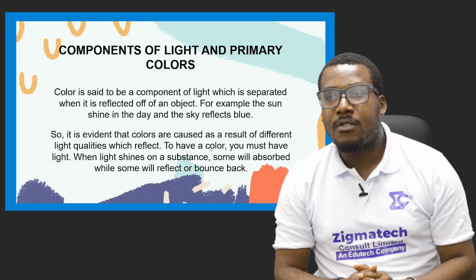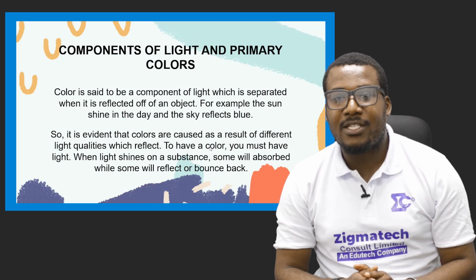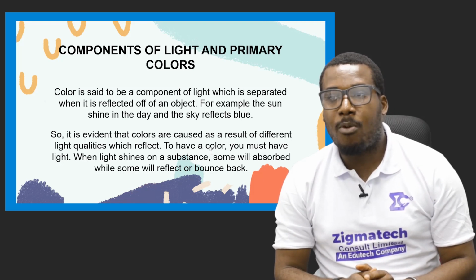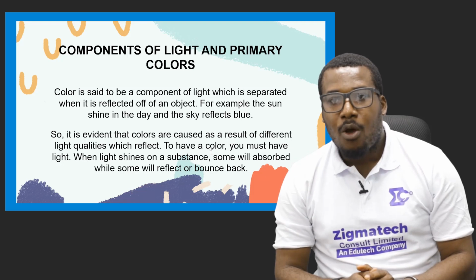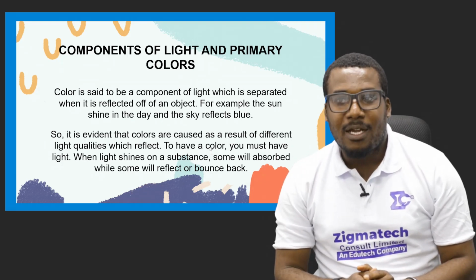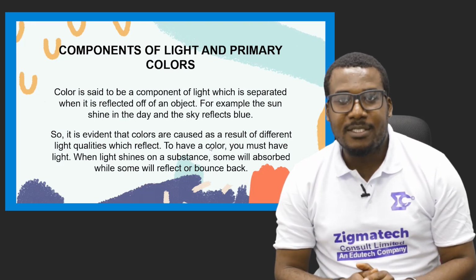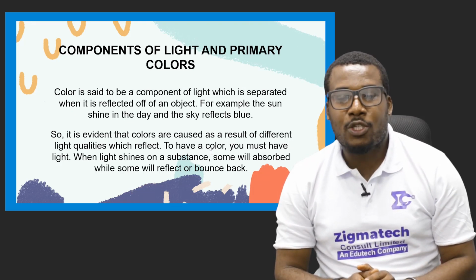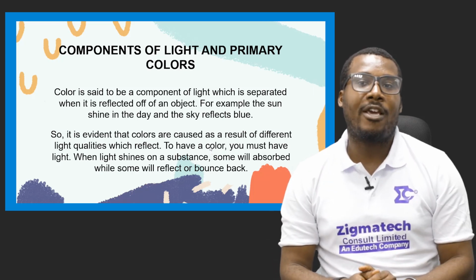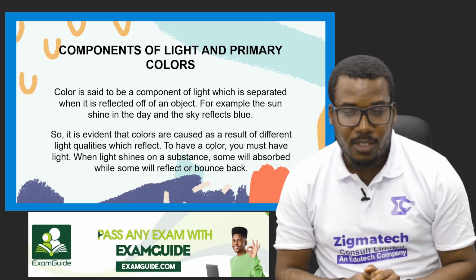To have a color, you must have light. When light shines on a substance, like the prism, some will be absorbed, while some will reflect or bounce back. That part of absorbing is what gives rise to the different colors. The part of bouncing it back is where we talk about refraction.